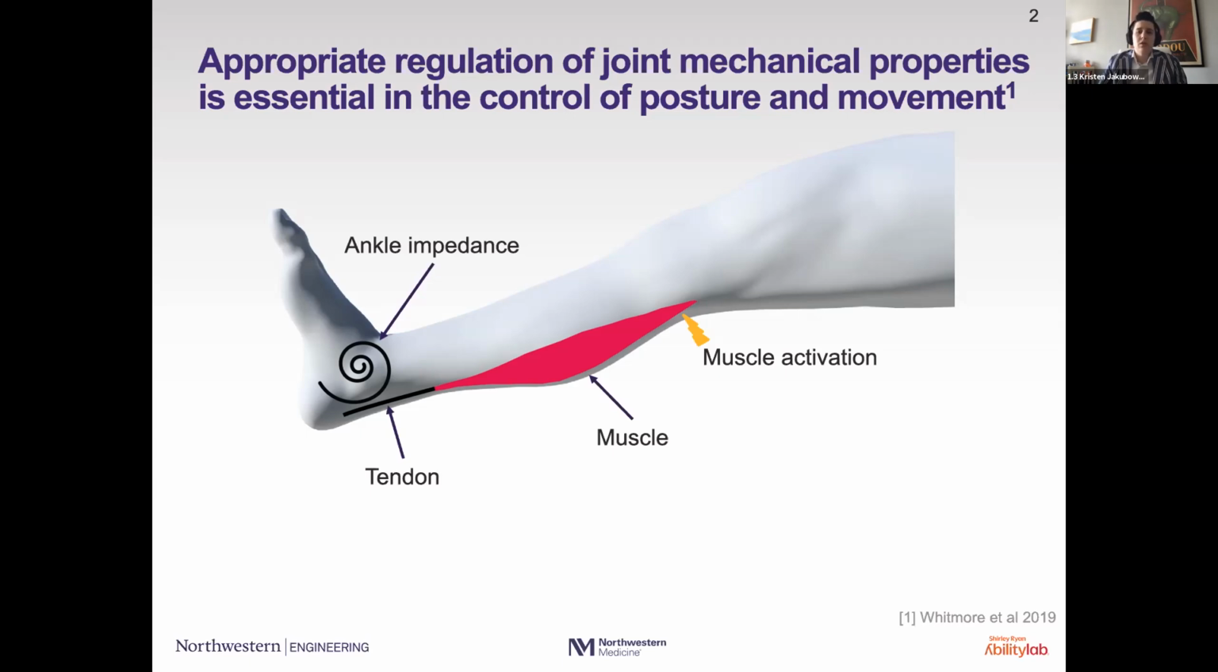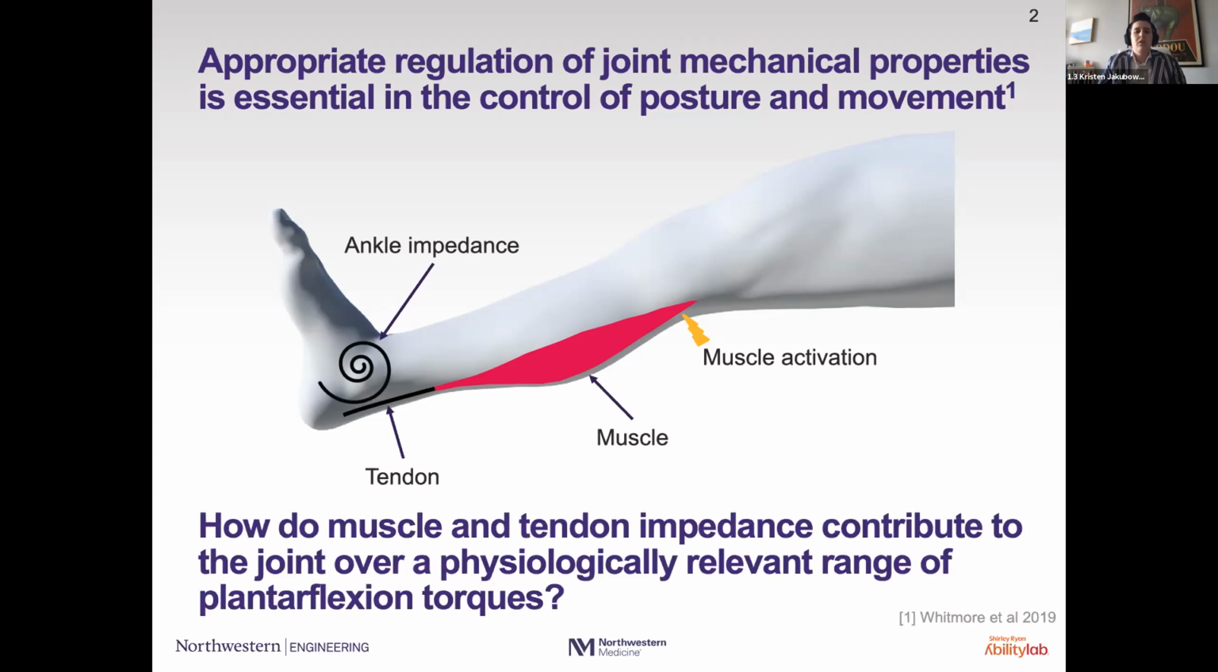So understanding how the muscle and tendon contribute to the impedance of the ankle over a range of activation levels will provide a clear understanding of their respective roles in the unimpaired and impaired control of posture and movement. We recently developed a novel technique to simultaneously quantify ankle, muscle, and tendon impedance. And using this technique, we sought to quantify the relative contributions of the muscle and tendon to the impedance of the ankle over a physiologically relevant range of plantar flexion torques.